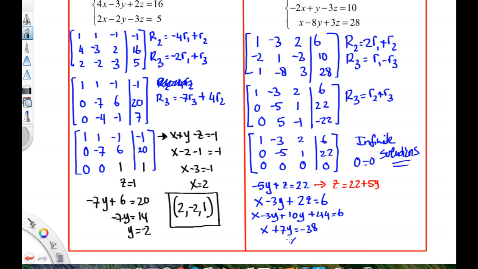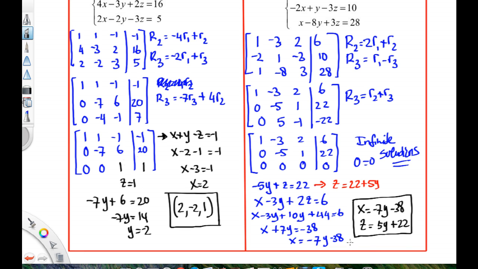And then I'm going to write that one in this x equals form. So x is a negative 7y minus 38. And here I have z equals. So my final answer is going to look like this. So the solution to this system is going to be x equals negative 7y minus 38, and z is equal to 5y plus 22. And then this would be a good way to represent that system.